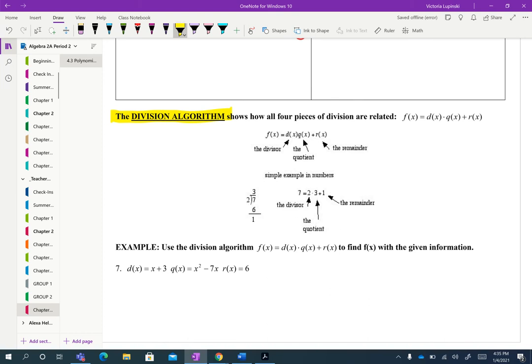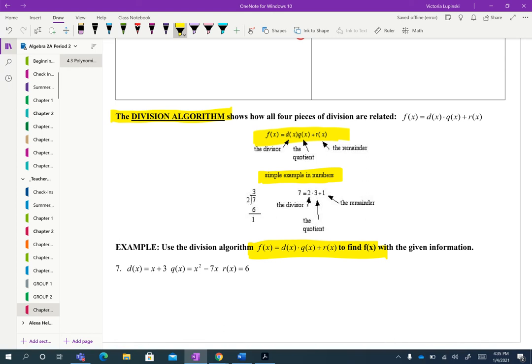The thing that allows you to do that is something called the division algorithm, and it shows you how the 4 pieces are related. So the 4 pieces are going to be related in the following way. The dividend, which is f of x, is going to be equal to the divisor times the quotient plus the remainder. Then they show you a little easy example here using just numbers, again, without using any variables. And again, this is kind of long division in reverse. Somebody already did the division, they found all the different pieces, and they just want you to put it back together. So for our final example, use the division algorithm to find the original problem if you're given the following.